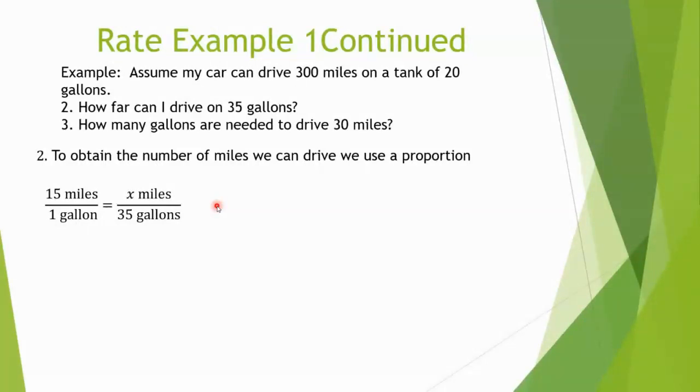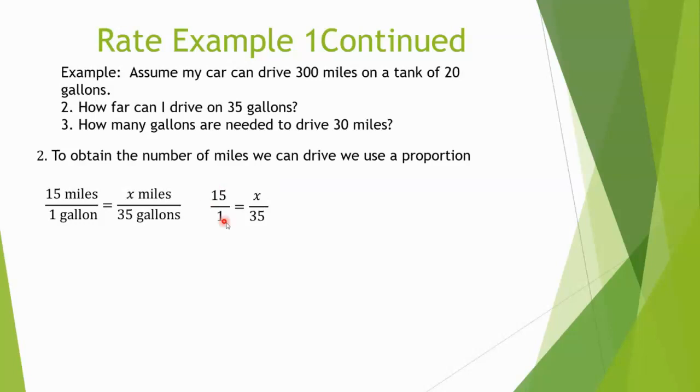Okay, so let's do that. Again, notice also before we solve it, the corresponding units are in the same position. Miles is on top, gallons on the bottom. I'm just saying you don't want 15 miles over a gallon here and 35 gallons over miles here. You don't want to do that. Okay, so from here, we get this. Again, you can think of the units as canceling off.